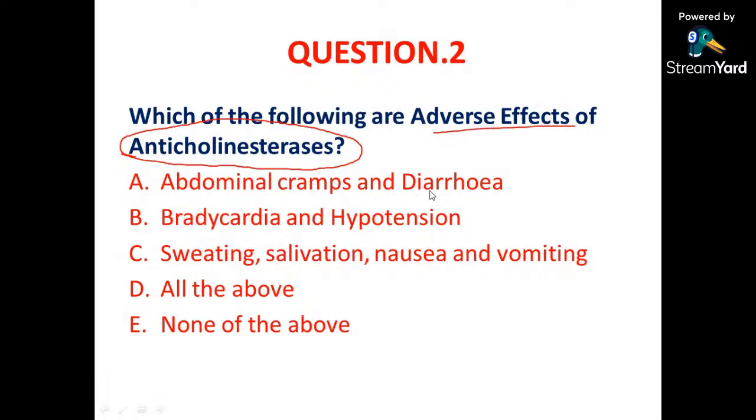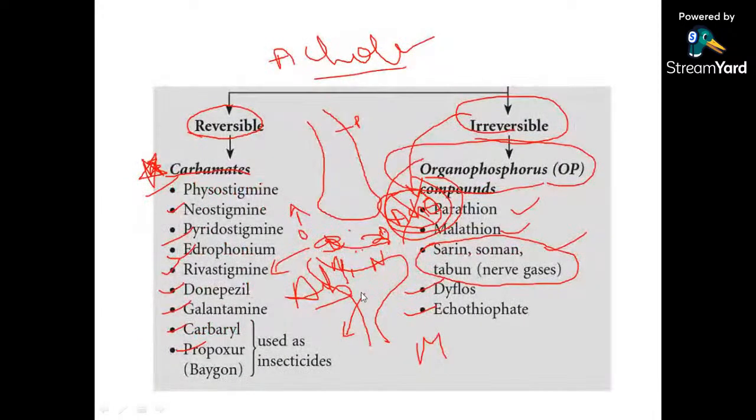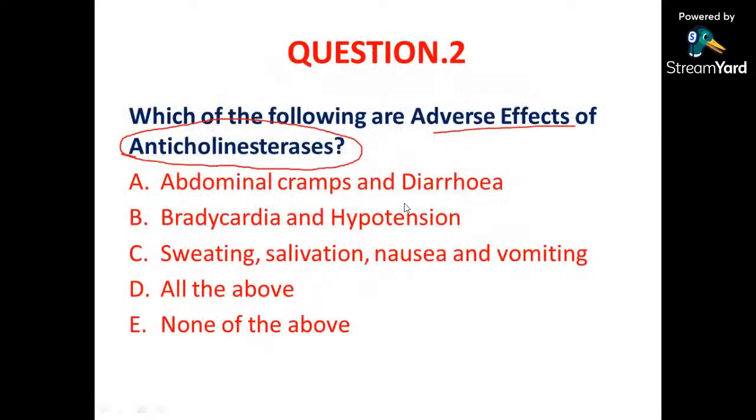So here let me read out: which of the following are adverse effects of anticholinesterases? Abdominal cramps and diarrhea. Yes, the patient will have diarrhea because acetylcholine is increasing. When acetylcholine is increasing, peristaltic movement will be increased. When peristaltic movement increases, obviously the patient will develop diarrhea and abdominal cramps. So the first option is correct.